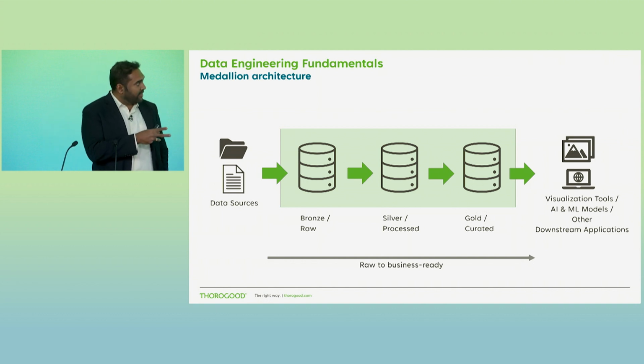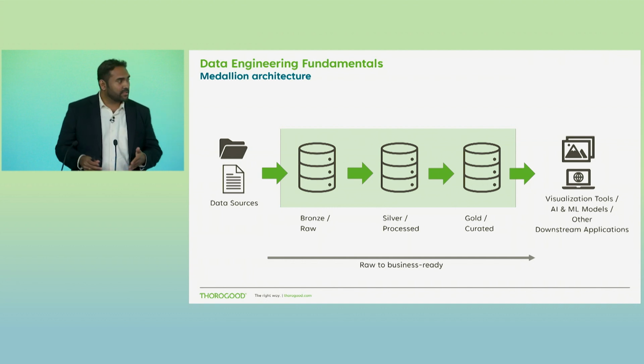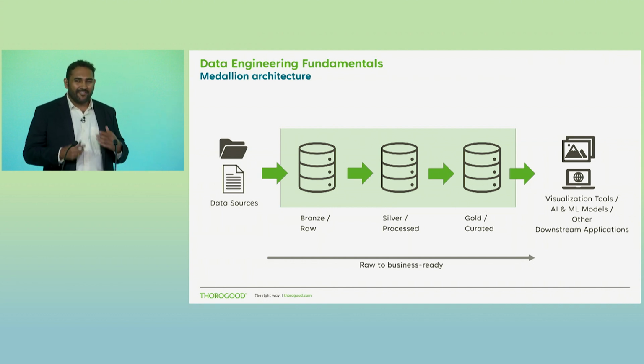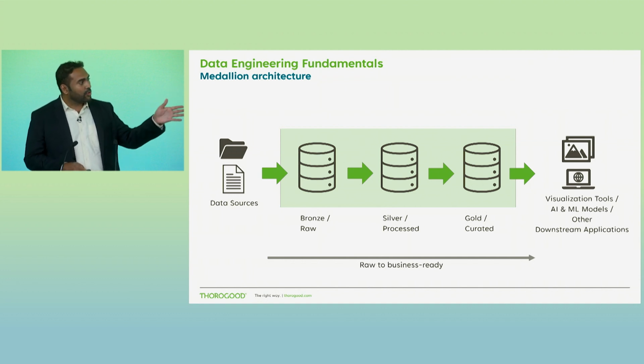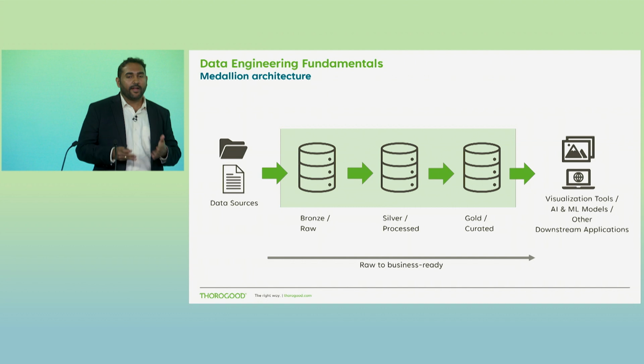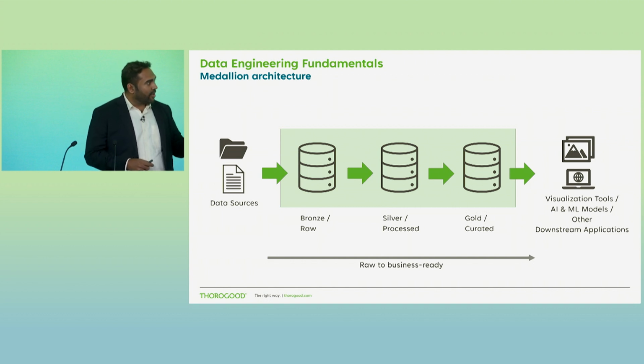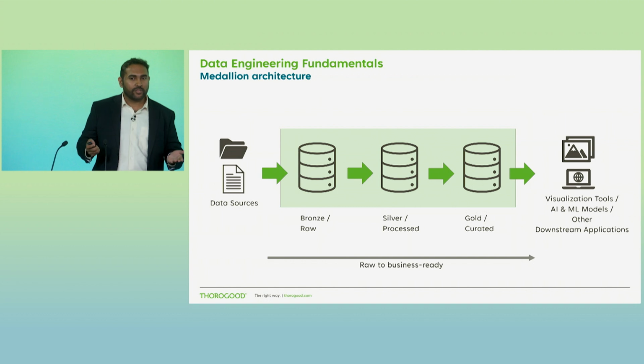It's all the same idea. We start with the bronze layer. That's where unprocessed data comes directly from the source. And then in the silver layer, we clean the data, shape it, and generally make it more usable. Finally, the gold layer, that is where the fully refined data sets, ready for use by your AI and ML models or in visualization tools or any other downstream applications.